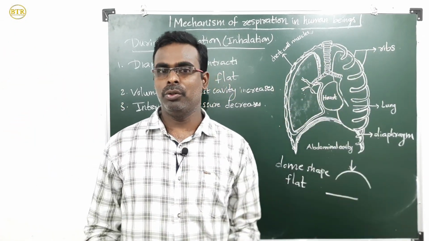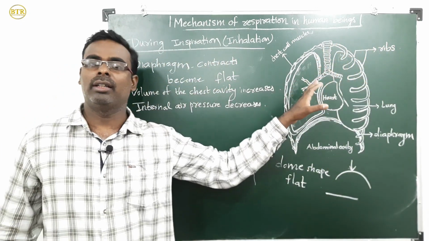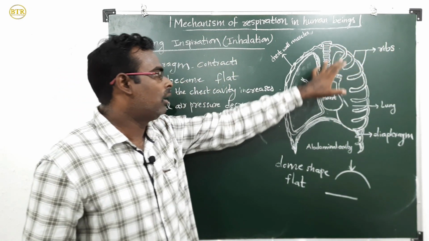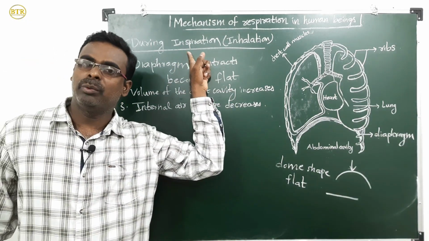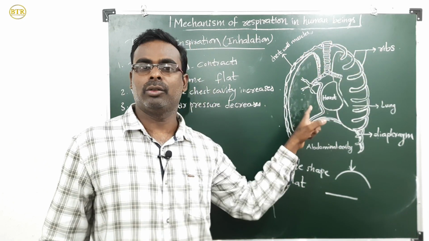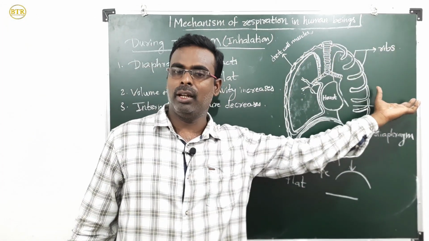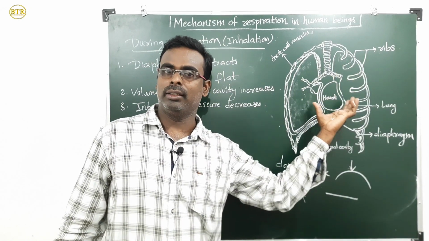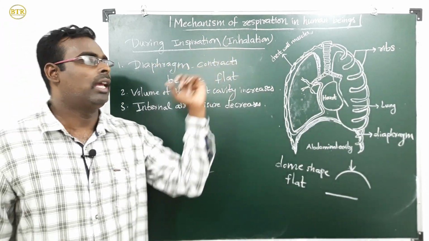So now, according to diffusion, air will move from the high concentration area to the low concentration area. Immediately, air rushes into the lungs through the nostrils. That process is called inspiration. What is inspiration? Air is entering into the lungs. Because a low pressure area is created inside and outside there is high pressure, air is moving from outside to the inside, into the lungs. So that process is called inspiration or inhalation.